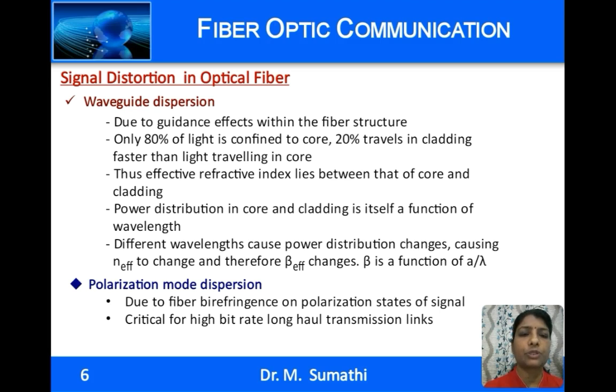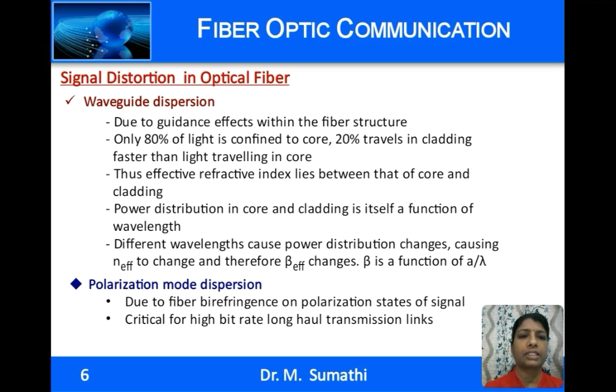This power distribution in the core and cladding is itself a function of wavelength. So different wavelengths cause different amounts of power to travel in the core, and therefore based on the wavelength, the effective refractive index n effective changes, and therefore beta effective, the effective propagation constant, changes, and this results in dispersion. So beta is a function of wavelength. So waveguide dispersion is caused because the effective refractive index n effective is a function of wavelength.